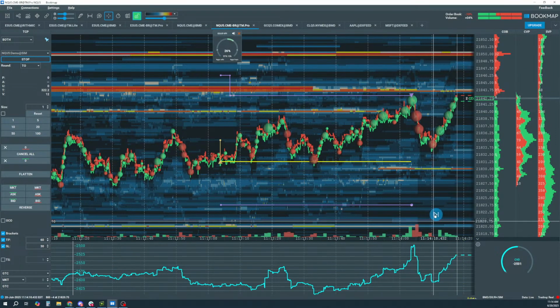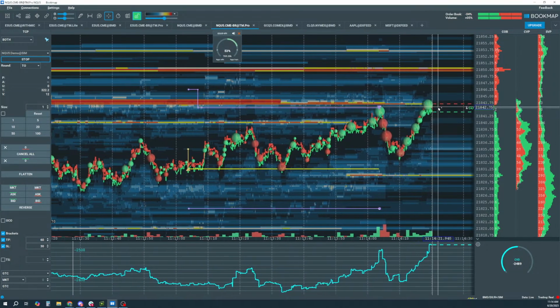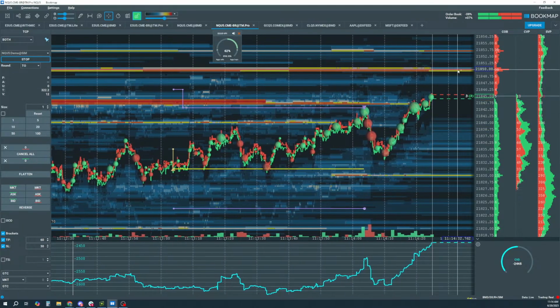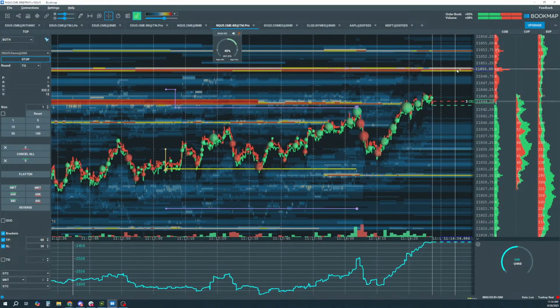Okay, but we're probably going to get it here. There, 44 just transacted, and we'll probably get a pullback. Okay, and then we look for the next target up here at 850.